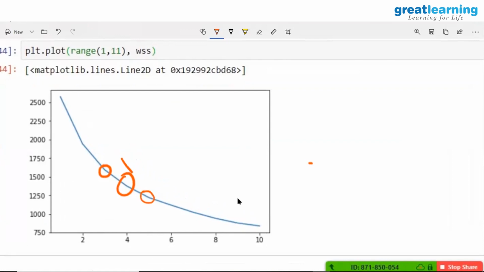It is again up to your own choice, whether it is 4 or 3, considering the maximum variance. It is not a hard and fast rule. There it is not at all a hard and fast rule. You can either go with 3 or you can go with 4. It's up to you.